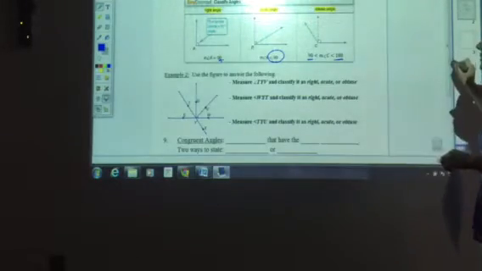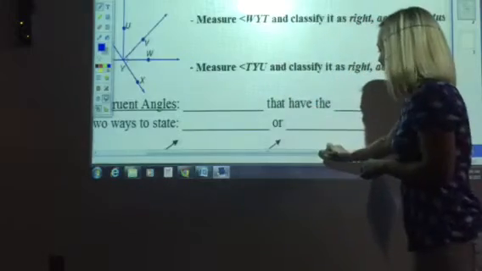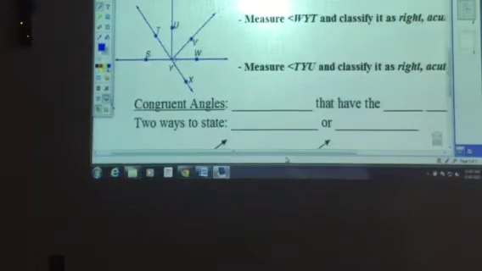All right. So looking here at example 2, let me make this bigger. Maybe that'll make it a little easier to see. Okay, so example 2 says, use the figure. They want us to actually measure and classify it as right, acute, or obtuse. And if we were doing this in our notes, we could actually do this there.